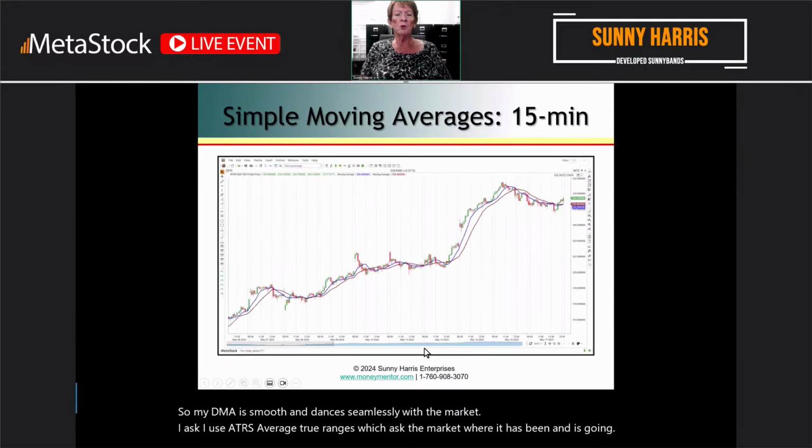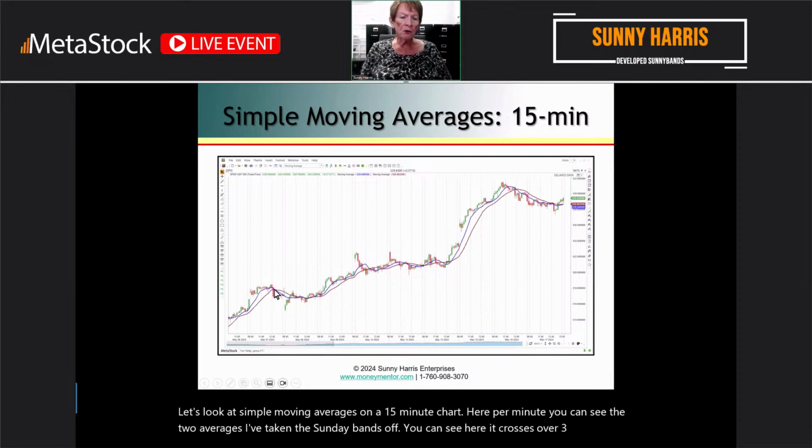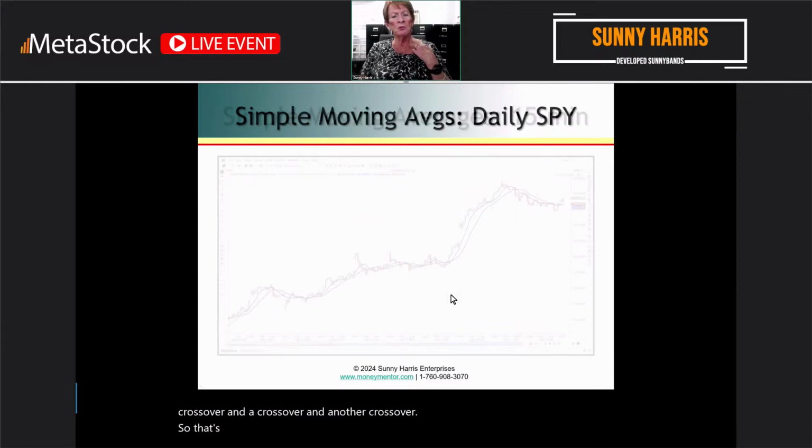Let's look at simple moving averages on a 15-minute chart here for a minute. You can see the 2 averages. I've taken the SunnyBands off. You can see here it crosses over 3 times. Here it crosses over into a short, but you'll notice how late they are. These crossovers are pretty lagging indicators. And again, here we have a crossover and a crossover and a crossover and a crossover and another crossover. So that's what I mean by whipsaw.